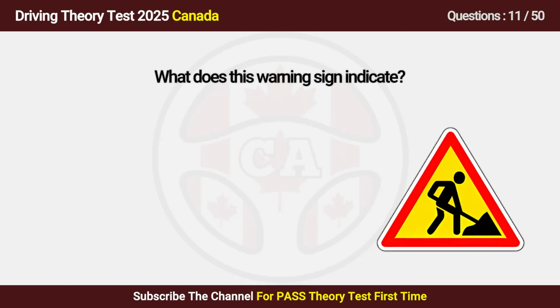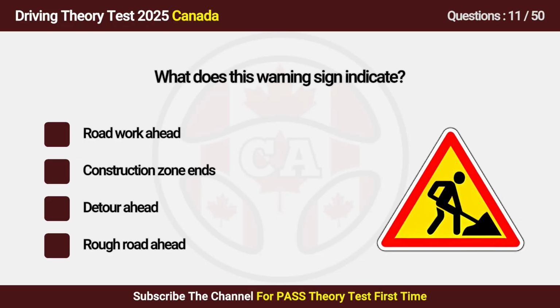Question 11. What does this warning sign indicate? A. Roadwork ahead. B. Construction zone ends. C. Detour ahead. D. Rough road ahead.